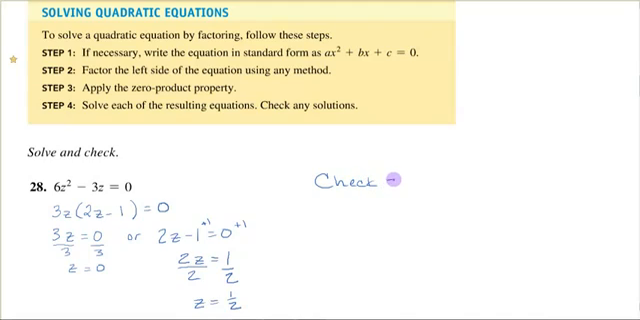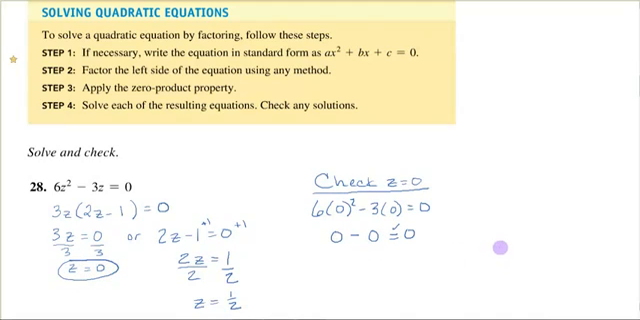First, I'm going to check z equaling 0. Does that actually make sense? We'll put it back into the original. 6 times 0 squared minus 3 times 0 equals 0. So 0 squared is 0, times 6 is 0, minus 3 times 0 is 0, equals 0. And yes, that is true. So z equals 0 is correct.